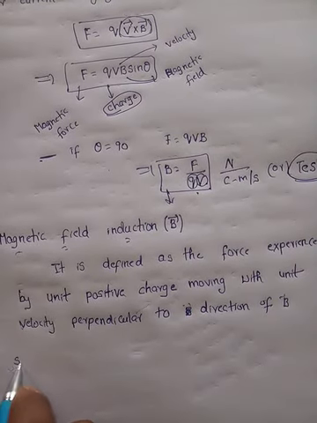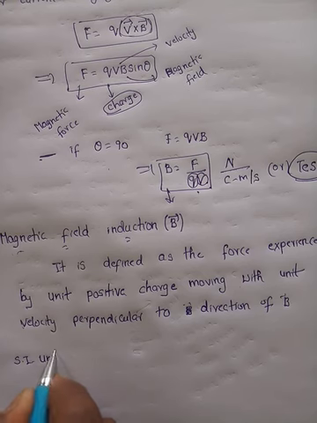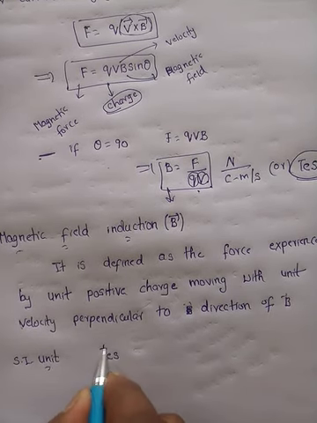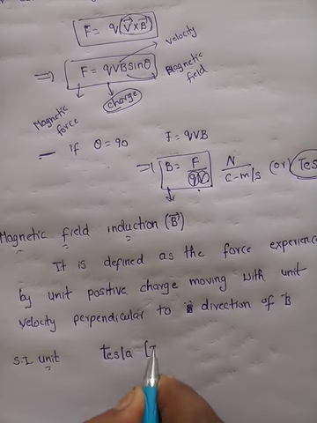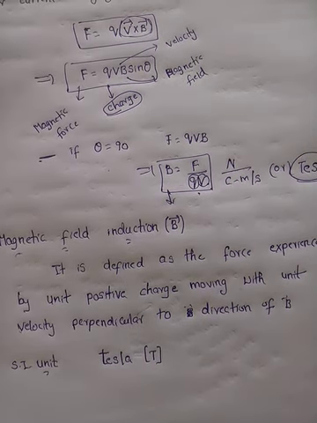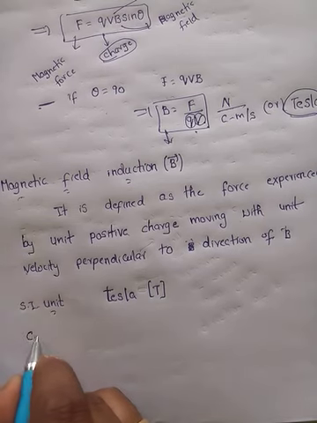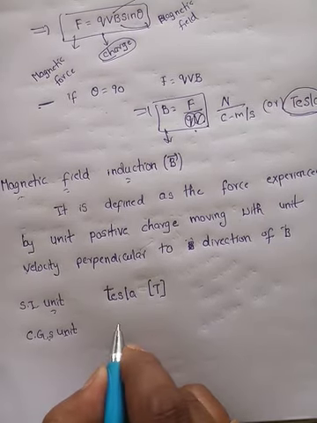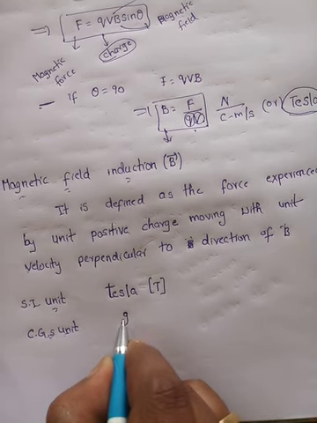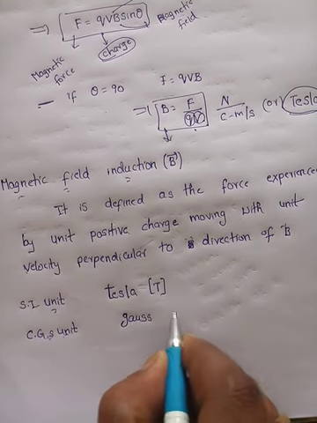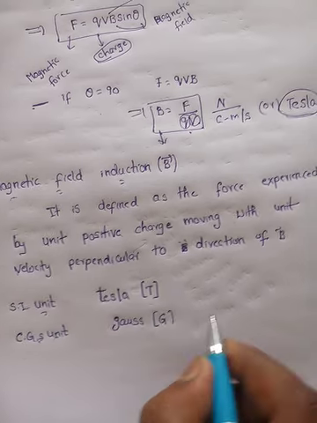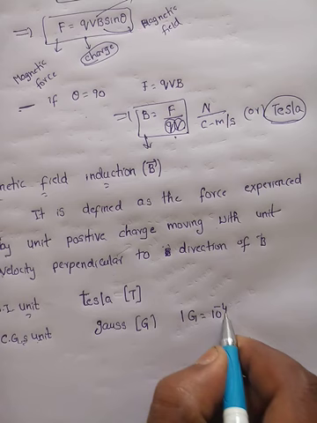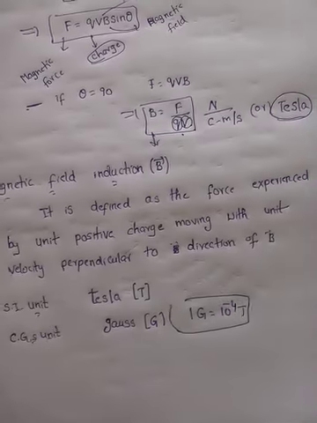Now, what is the SI unit here? Similarly, the magnetic field is measured in Tesla, T. What about the CGS unit? CGS unit is what? Gauss. It is represented by the capital letter G. So the relation is 1 Gauss is equal to 10 raised to minus 4 Tesla.